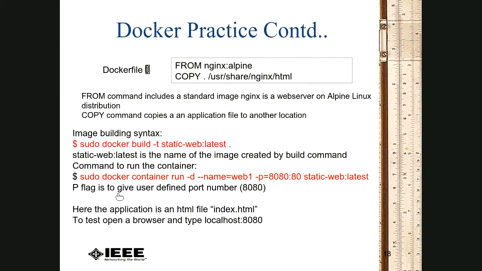How to run an image in a container? You say sudo docker container run -d. What does -d mean? -d means detach mode, meaning that when you run a Docker container using the shell program, you are using the shell command to run the container. In this case, what will happen?